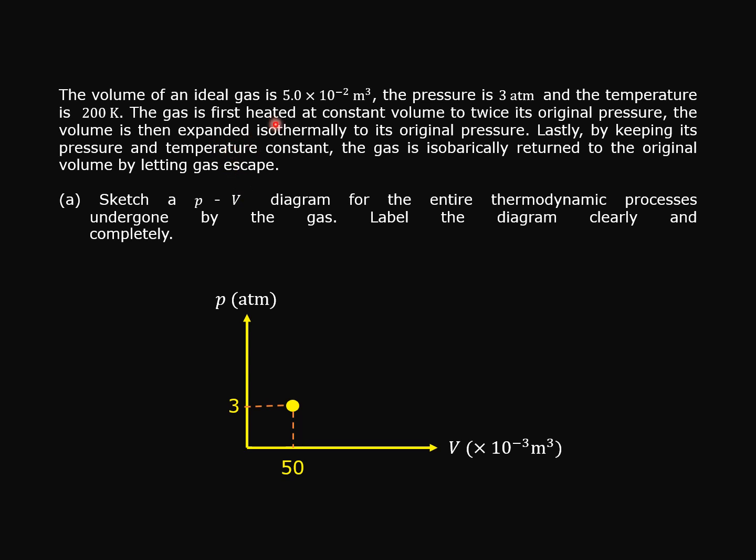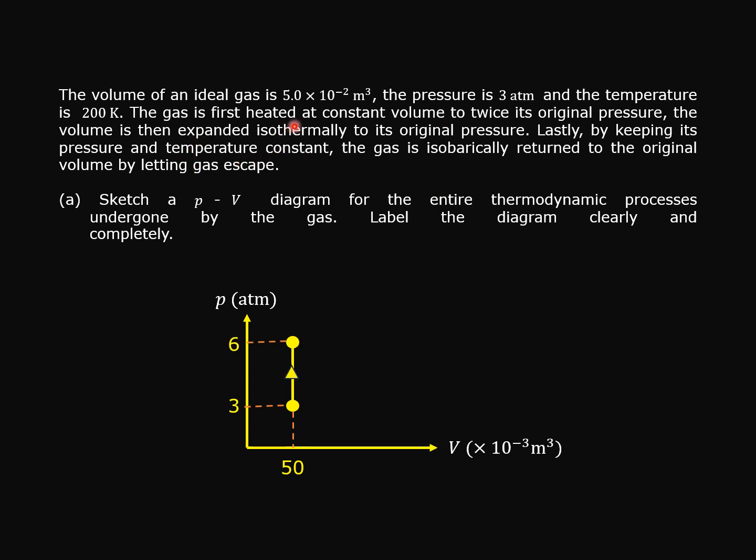The initial state of the ideal gas is given in the question, where the volume is 5.0 times 10 to the power of negative 2 meter cubes and the pressure is 3 atm. So now we use a dot to represent the initial state and label the pressure as 3 atm and the volume as 50 times 10 to the power of negative 3 meter cubes. We need to do some conversion adjustment for the value label, because in the question it is 5.0 times 10 to the power of negative 2, but this one is 50 times 10 to the power of negative 3. Actually, they are the same.